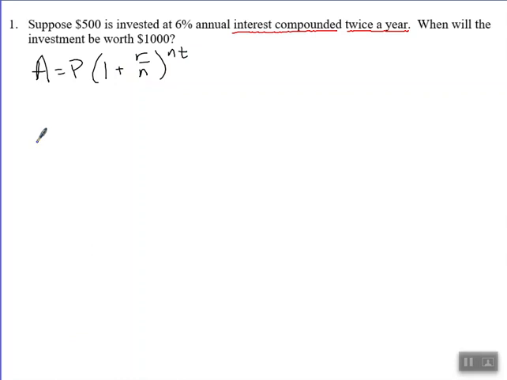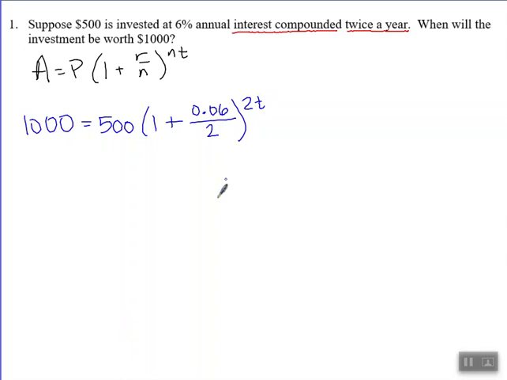A is the final value, so that will be 1,000. P is the principal, or what you started with, which is $500. R is the rate, so we have 6%, so as a decimal, that's 0.06. N is the number of times interest is compounded each year, and it tells us that that's twice. And we're trying to solve for t.